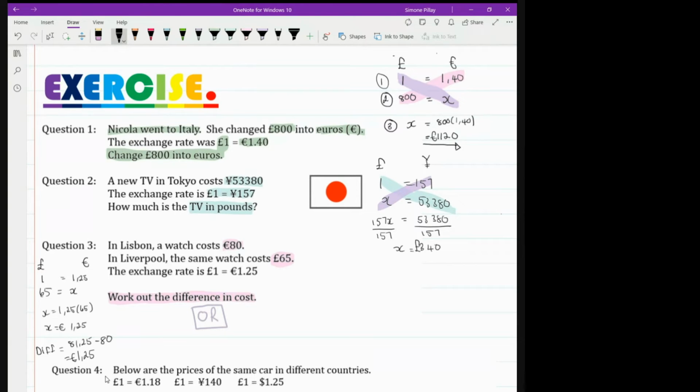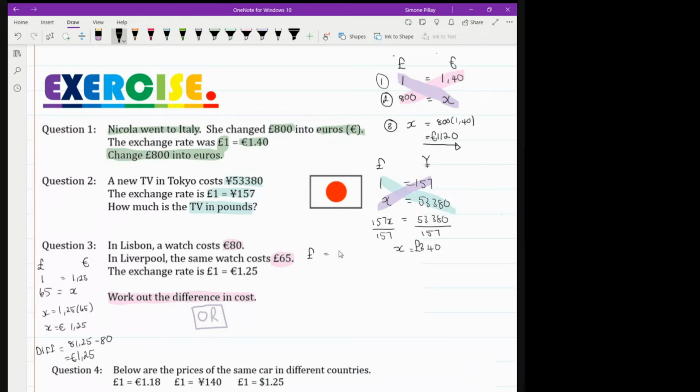Now, what we could do is we could also, if we wanted to give the difference in both currencies, just take this difference and apply the exchange rate to it. And I can see from my exchange rate, 1.25 euros is going to give me £1. So I could literally apply my exchange rate and say that the difference is either 1.25 euros or £1.